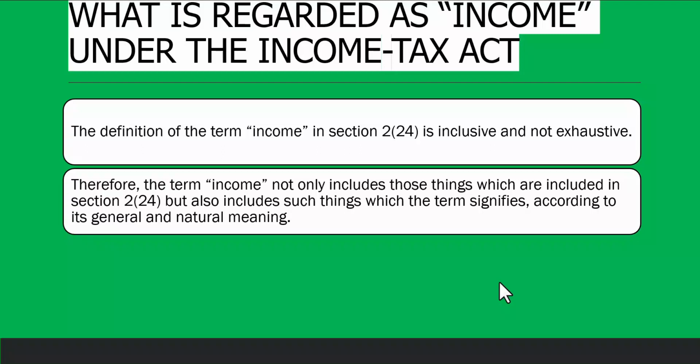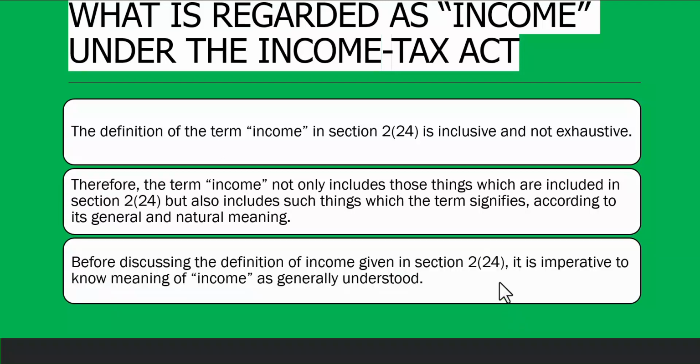So income is very difficult to define. The income tax authorities have defined the income under section 2, but they say this is not exhaustive. This is just an inclusive definition. If anything else is also there, which will be considered as income, you have to pay tax on that. Before discussing the definition of income given in section 2, it is imperative to know the meaning of income as generally understood. Because the law itself says that section 2 is not fully exhaustive, we must understand what is an income in the general sense.